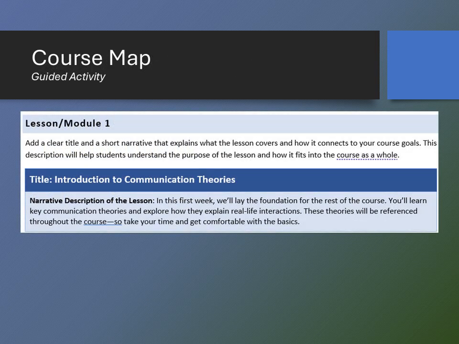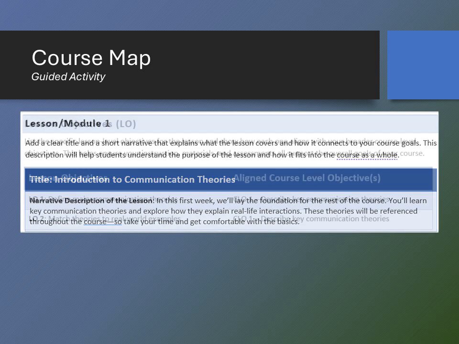Let's start with the first part of each lesson, the lesson title and narrative description. You can find the lesson titles in your course navigation worksheet. Once you've added the title, write a brief description explaining what the lesson covers and why it's important. This is your chance to explain the core focus of the lesson.